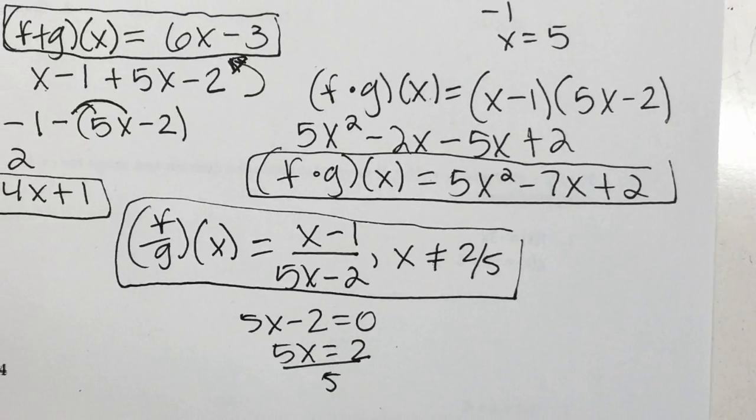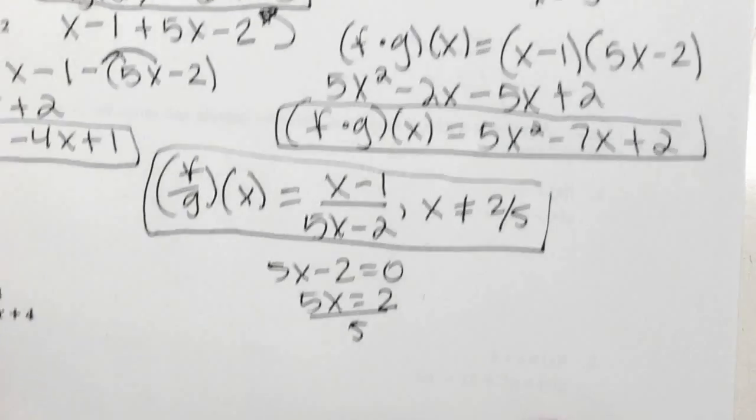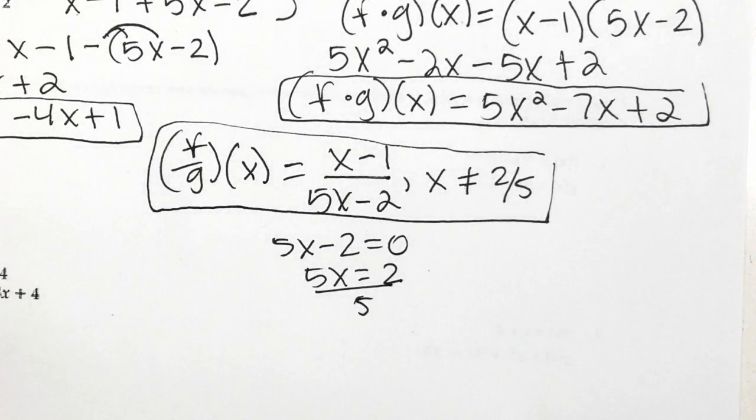And again, why can x not equal 2 over 5? Good. The bottom would be 0. We can't divide by 0.